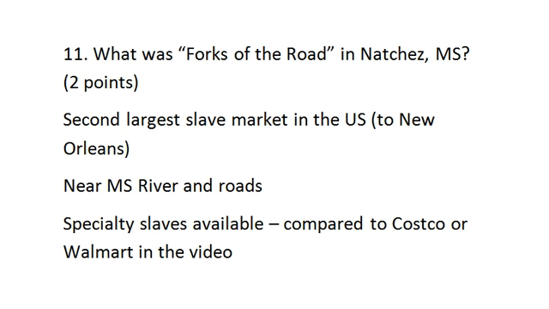And then finally, what was Forks of the Road in Natchez, Mississippi? It was the second largest slave market in the U.S. The biggest was in New Orleans. It's near the Mississippi River and roads. That's why it's called Forks of the Road. And so you can move slaves to wherever their destination is. The video that we saw compared it to a Costco or Walmart, where you could purchase different specialty slaves that you might need. So those are the answers to the quiz.